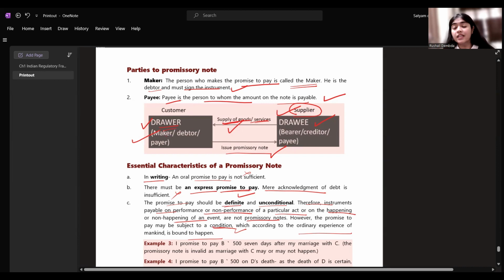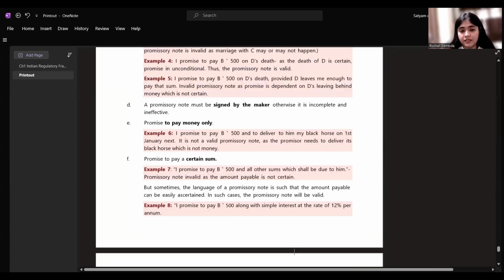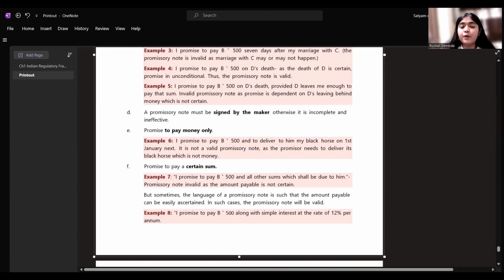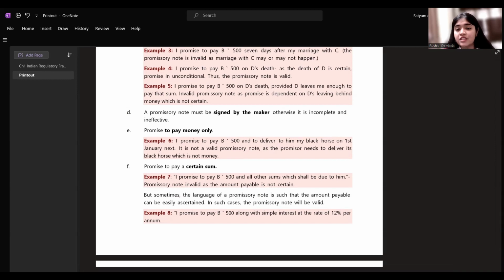So if the things are normal and in the ordinary course of business, then these conditions can be considered. Okay. We'll see some examples that will help us. I promise to pay B 500 days after my marriage with C. The promissory note is invalid as marriage with C may happen or may not, right?